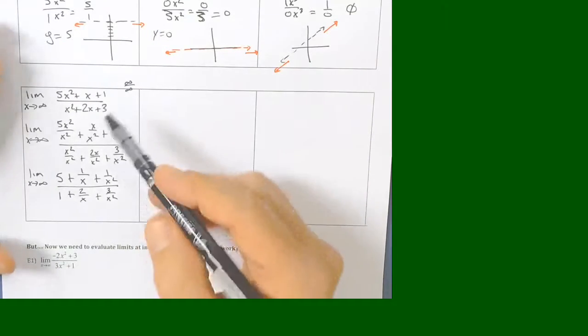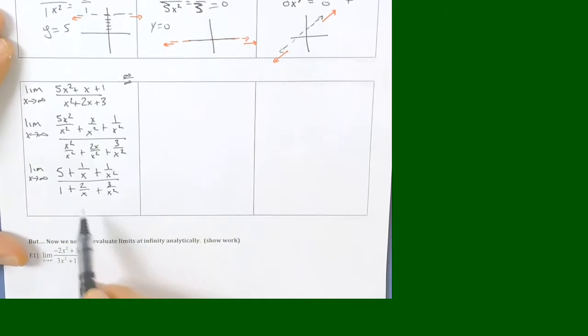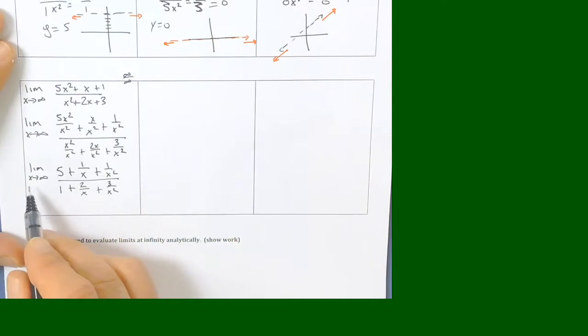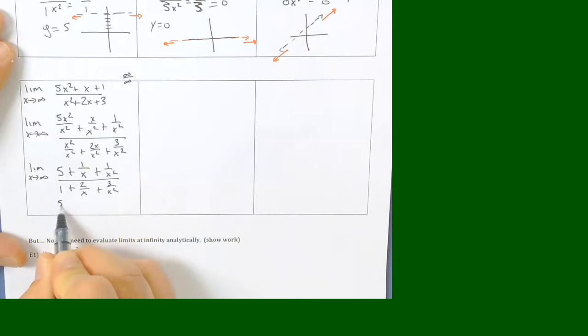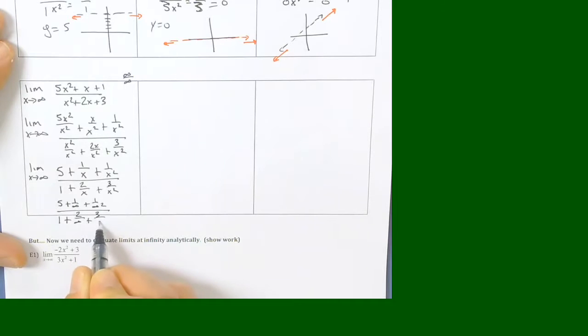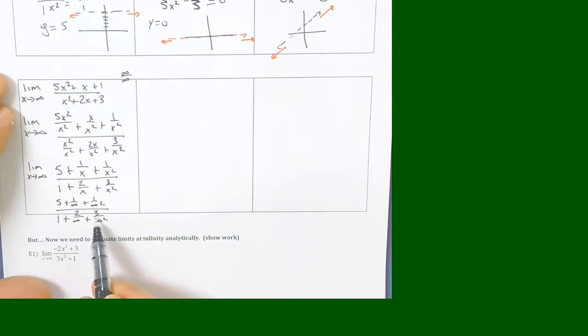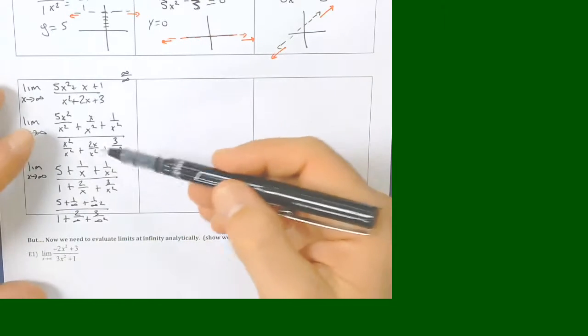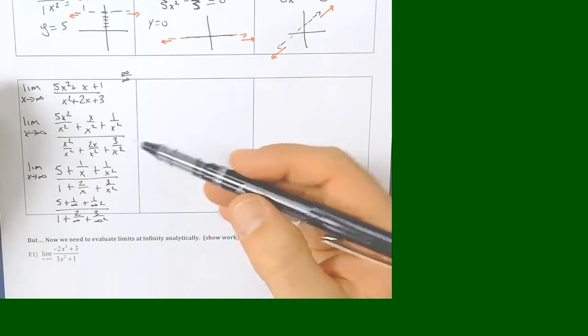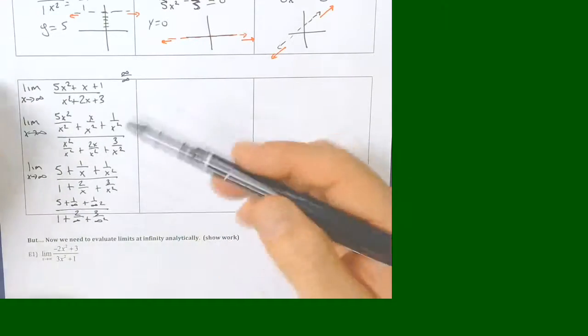Now I'm going to apply my limit. I'm going to plug the limit in, and that's infinity, and I get 5 plus 1 over infinity plus 1 over infinity squared, all over 1 plus 2 over infinity plus 3 over infinity squared. My limit was taken. I dropped the limit out. I've applied it. The next few problems, a couple of these steps are going to be not as necessary. You can do them, but you don't have to.